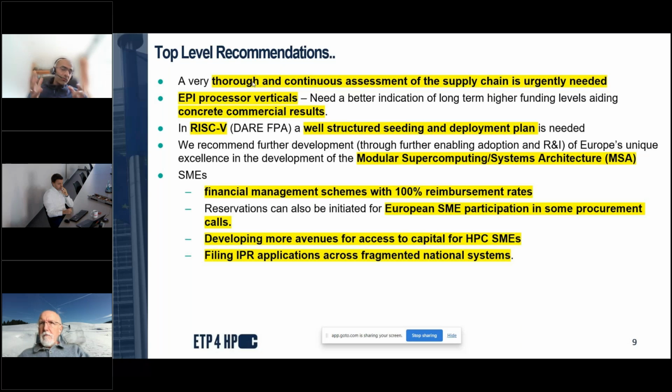Of course, Europe is not very strong on the venture capital front. It's not just the venture capital, but also access to all kinds of other capital as well, like debt instruments, etc. And we recommended enabling SMEs to file IPR applications across these fragmented national systems.